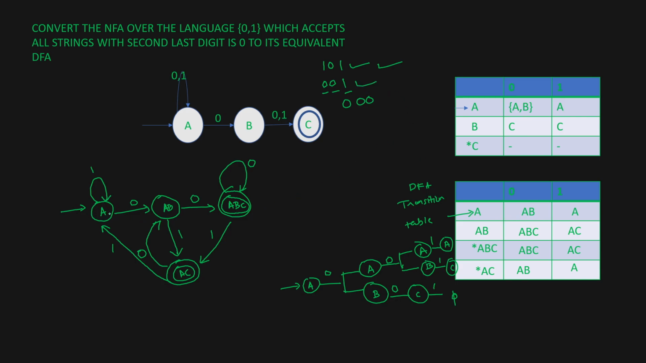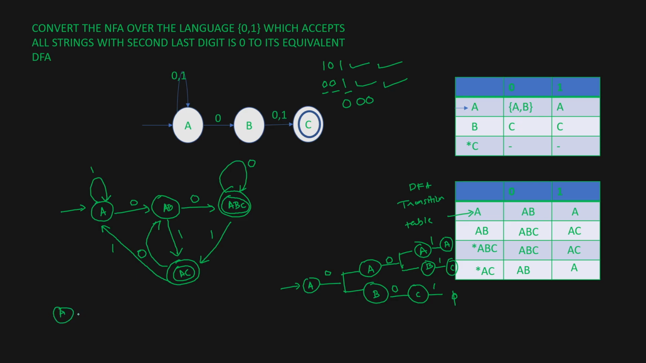What about the DFA? Let's say you are in state A, you get input 0, you go to state AB, correct? From here you get input 0, you go to state ABC, correct? And you get input 1, you go to state AC. Is AC a final state? Yes. So this string is also accepted by the DFA. Now what happens for the string 0, 0, 0? Let's say you're in state A, correct?